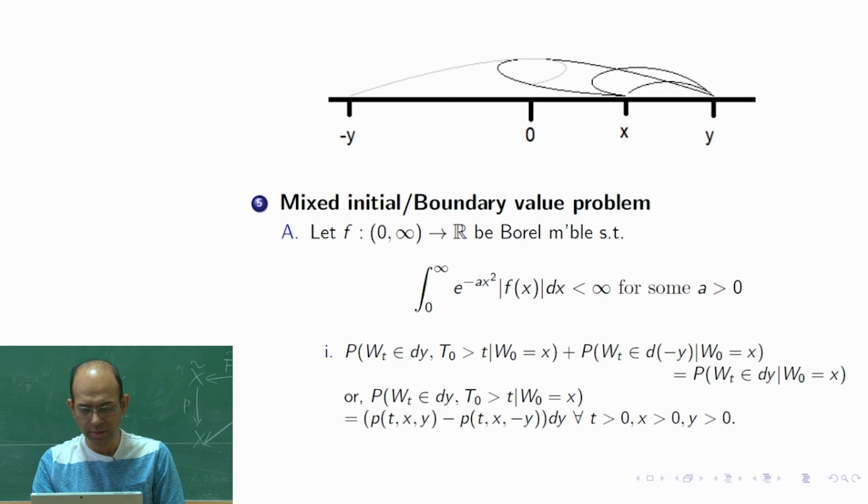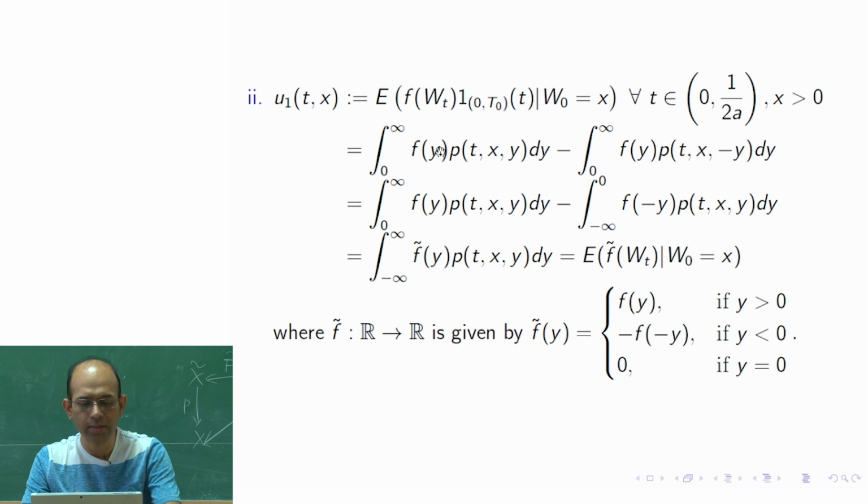From the earlier slide, we know that this is the density. So using that, this is the integration from 0 to infinity of f of y p(t,x,y) dy, minus the integration from 0 to infinity of f of y p(t,x,-y) dy. It is not minus infinity, because my domain is now 0 to infinity. Now here this is rewritten. It is just the change of variable formula. So minus y is rewritten as y, so y becomes minus y. Here this changes this limit.